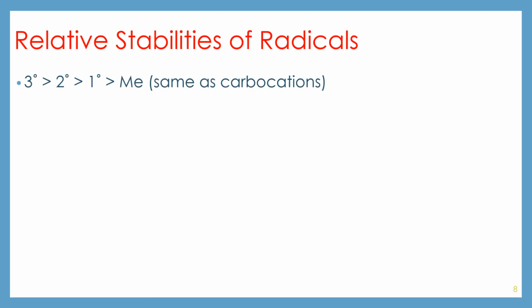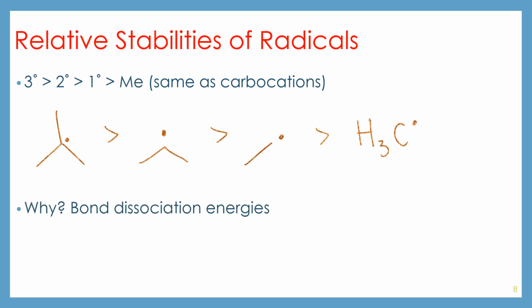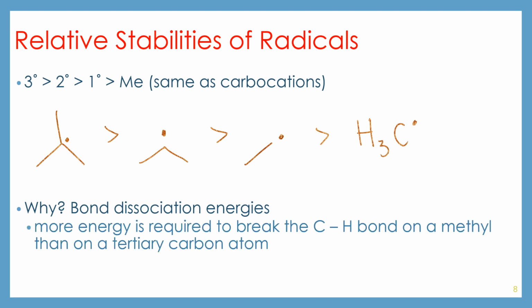So before we move on to the reactions of radicals, let's talk about the relative stability of radicals. Fortunately, it follows the same rule as carbocations. The more substituted a radical is, the more stable it is. So tertiary radicals will be preferential over secondary, which is better than primary, which is better than methyl. And this has to do with the bond dissociation energies. There's more energy required to break the carbon-hydrogen bond on a methyl than on a tertiary carbon atom.